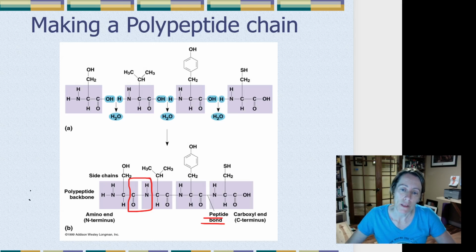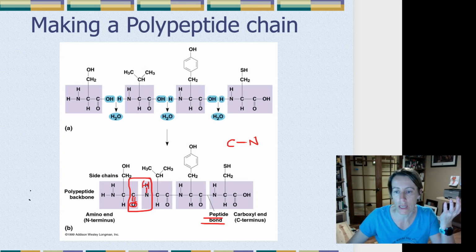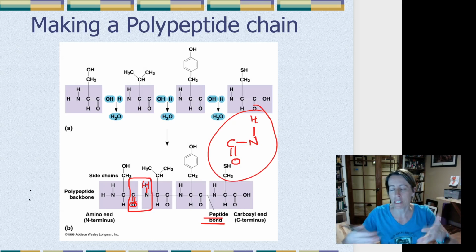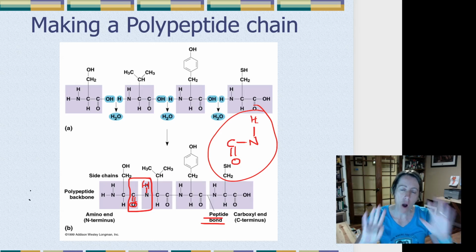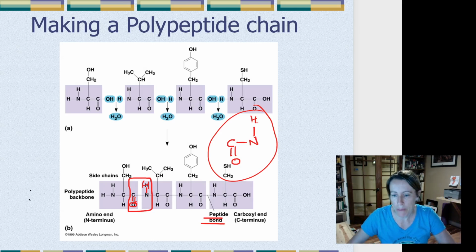But you get this other stuff around here. The C has a double bond to an O. That's like what's left over from that carboxyl group. And this N has a bond to an H, which is what's left over from the amino group. So this structure, which I'll draw out here, C to N, which happens between two amino acids in a chain. The C has a double bond to an O, and the N has an H. This whole thing is kind of like a special arrangement of atoms in this way that you only get in proteins. And so the peptide bond is this specific bond right here. This is the peptide bond.